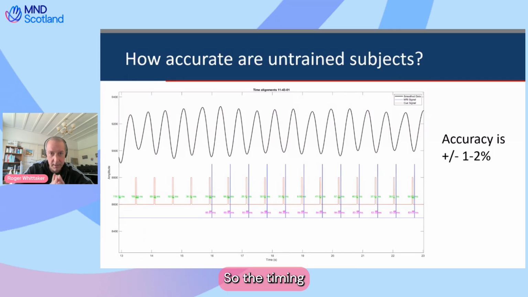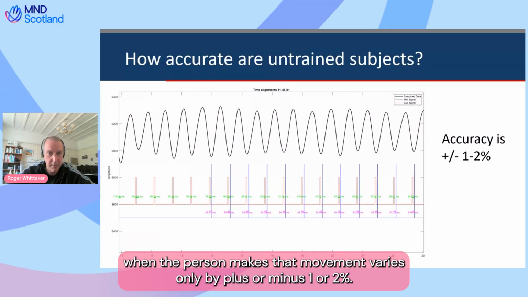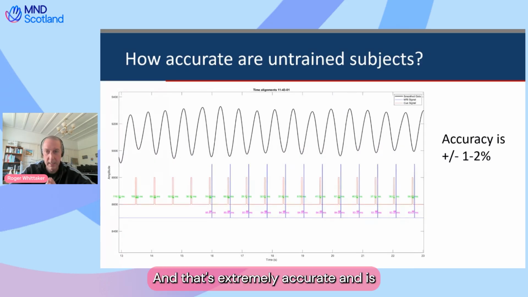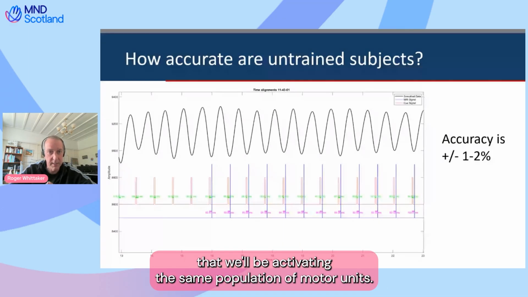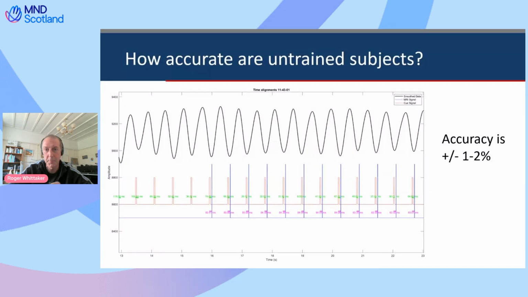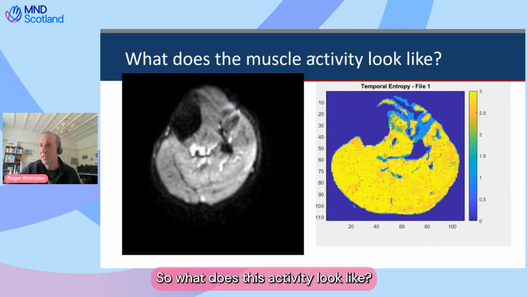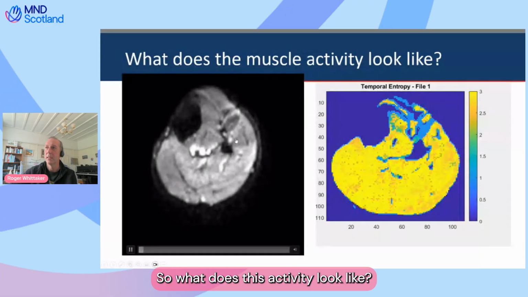So the timing when the person makes that movement varies only by plus or minus 1 or 2%. And that's extremely accurate and is easily accurate enough for us to be confident that we'll be activating the same population of motor units. So what does this activity look like?